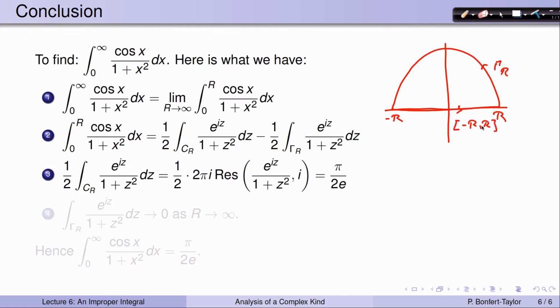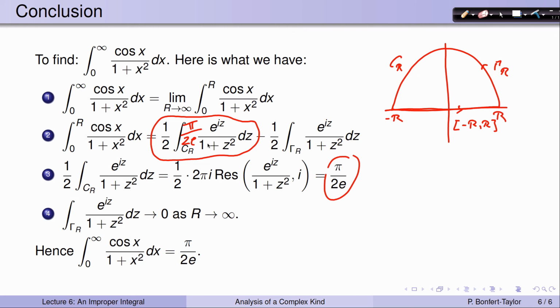Next, we showed that the integral over the closed curve CR of e to the iz over 1 plus z squared dz is 1 times 2 pi i times the residue of the function at i, and that turned out to be pi over 2e. So this integral right here evaluated to pi over 2e. Next, we showed that the integral over gamma r of e to the iz over 1 plus z squared dz goes to 0 as r goes to infinity. So this integral right here goes to 0 as r goes to infinity.